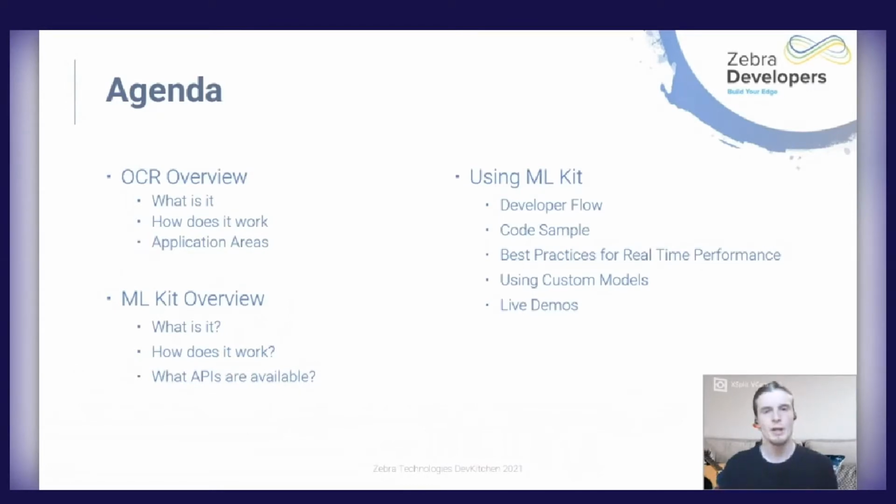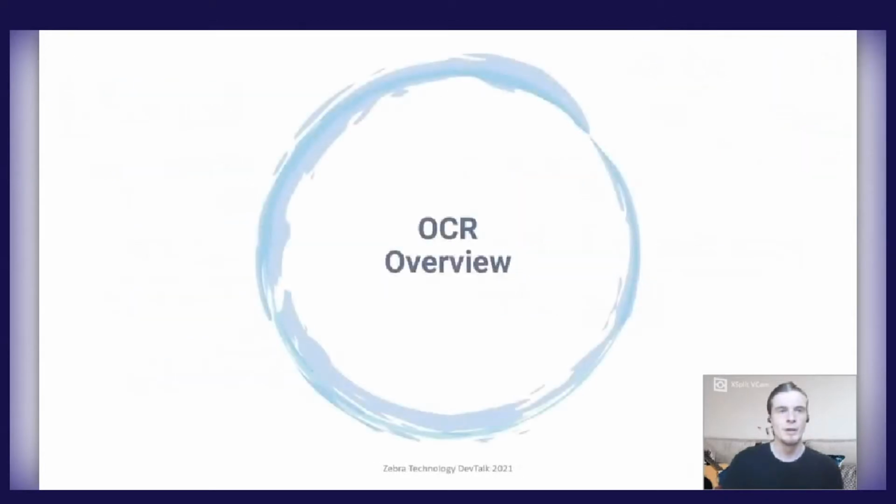I'll talk through some best practices for using MLKit in real time, so best practices for real-time performance. We'll touch upon using custom models with MLKit, getting a bit ahead of ourselves there. We'll come to that towards the end of the session. And then I'll finish off with some live demos. We'll go through the official demo from Google, and then I'll show you something that I've built using some Zebra hardware that puts maybe more of a real-world spin onto things. So without further ado, let's go and have a look at the OCR overview.